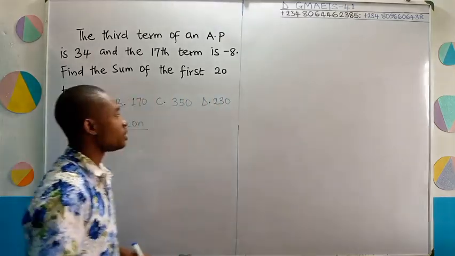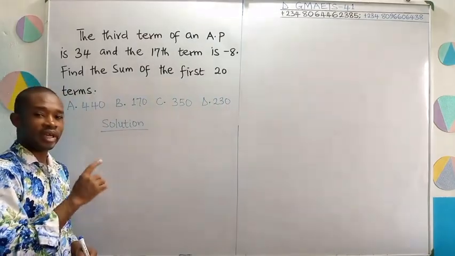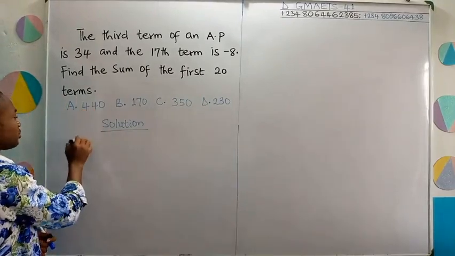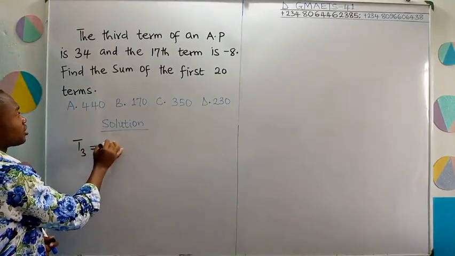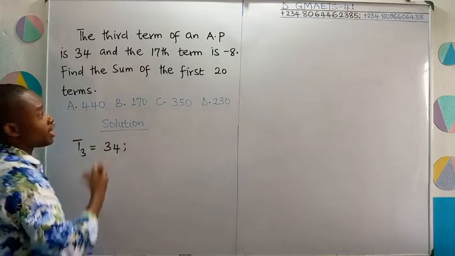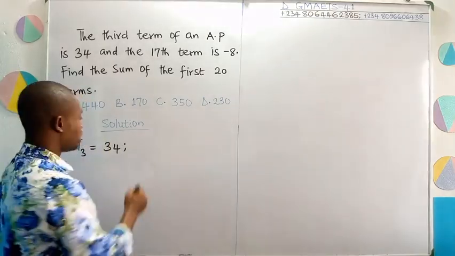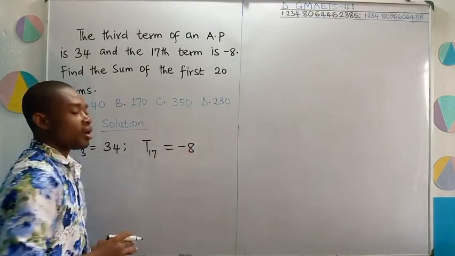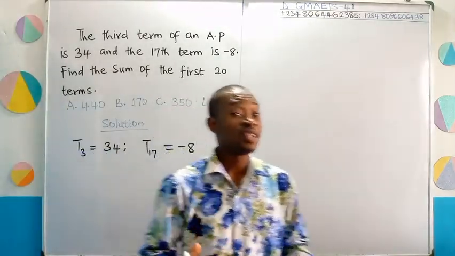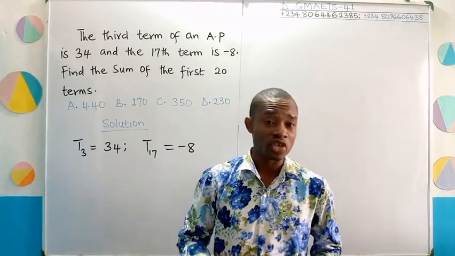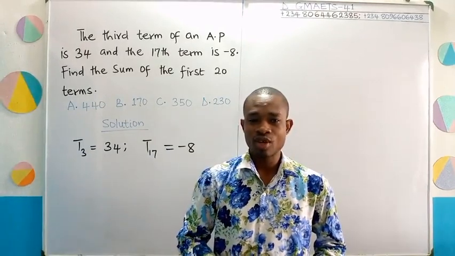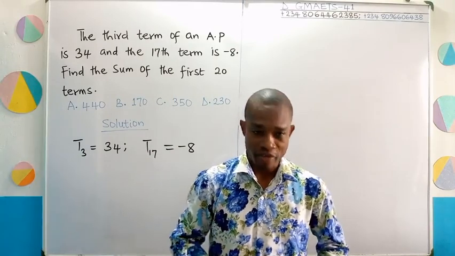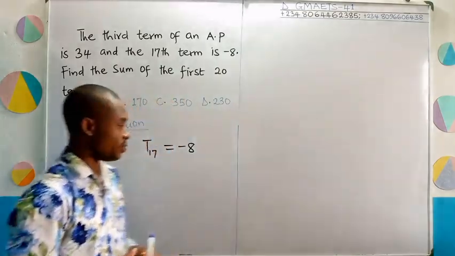So, in solving this problem, we are going to find a way to obtain A and D first. And how do we do that? The third term, T3, is given as 34. And the question went further to say the 17th term, T17, is equal to minus 8. Given the value of these terms, the third term and the 17th term, we can calculate the value of A and D, that is, the first term and the common difference of this AP.